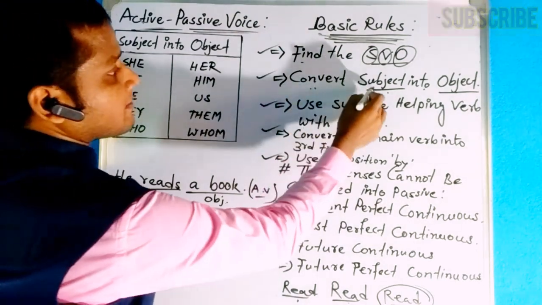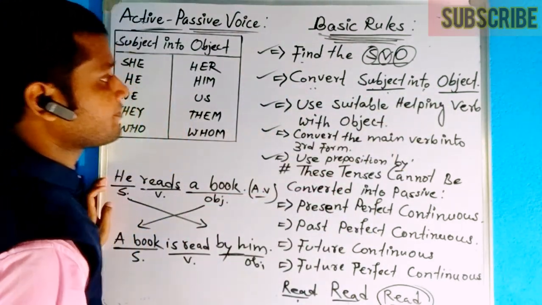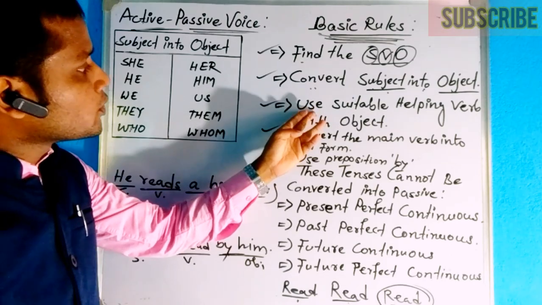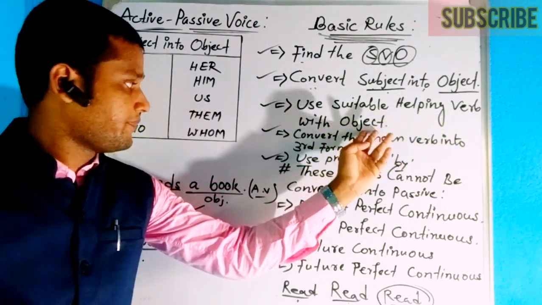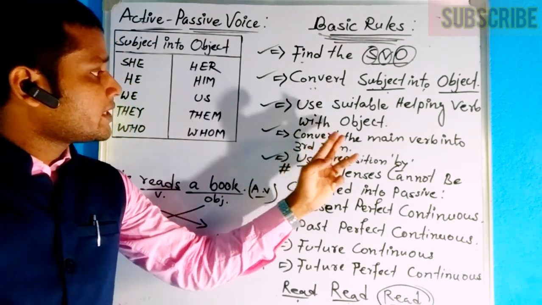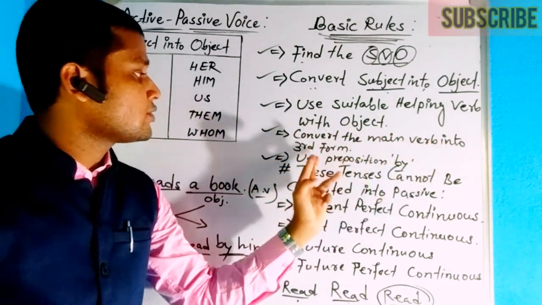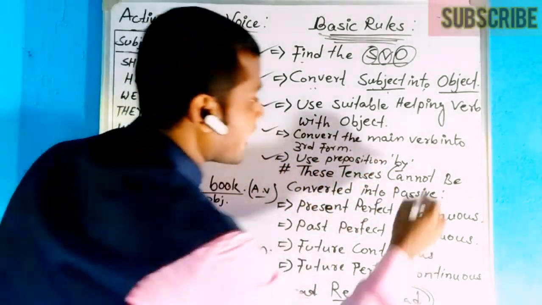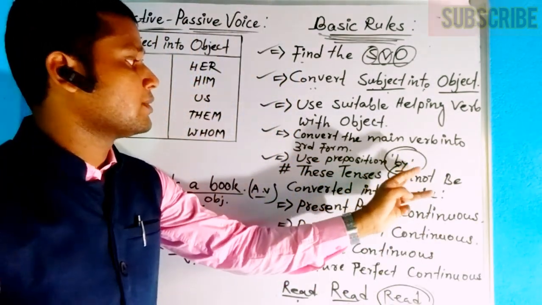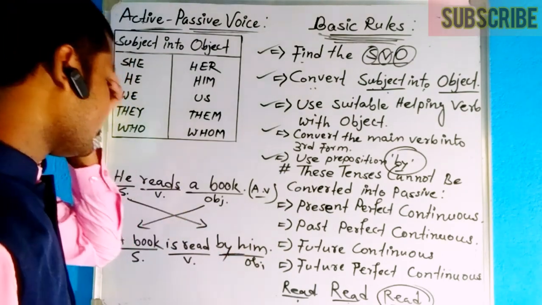Second, convert subject into object. Third, use a suitable helping verb with the object. Fourth, convert the main verb into third form. And fifth, use the preposition by.